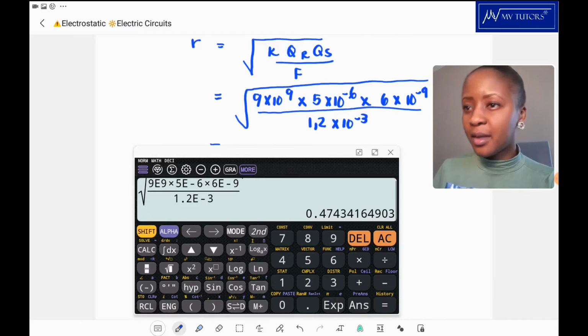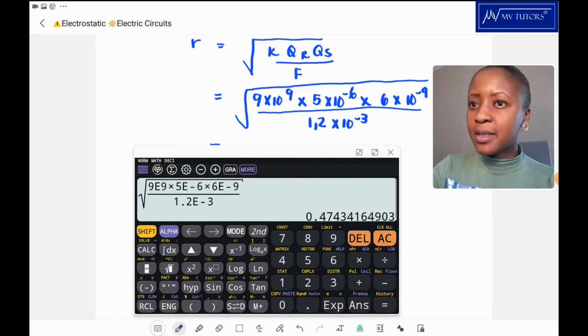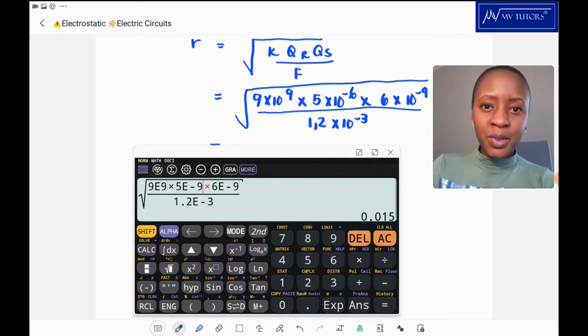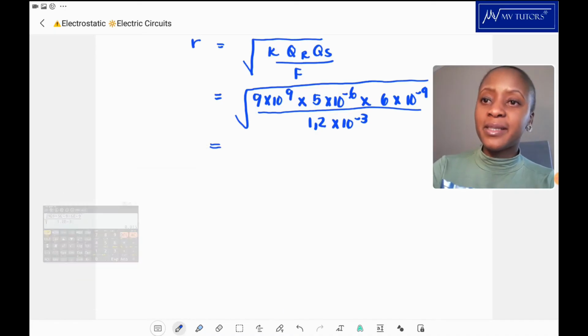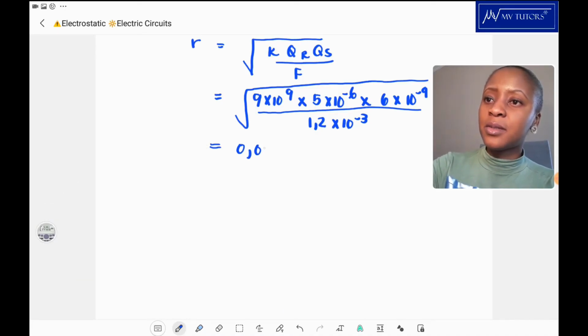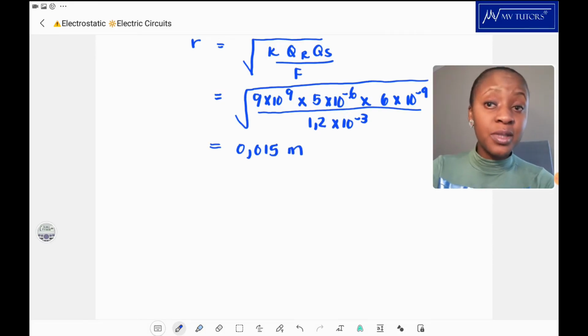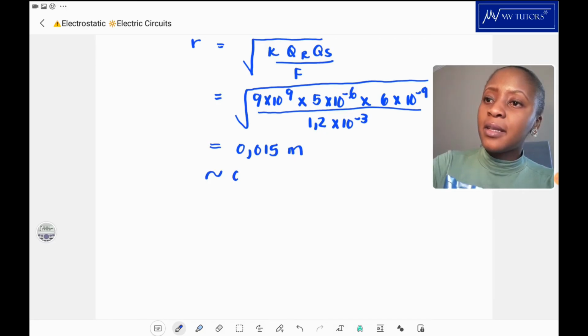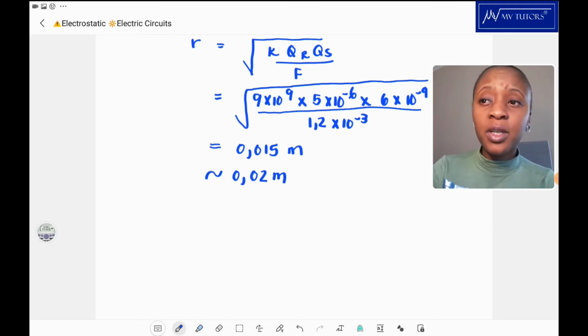Did I write this correctly? Oh, sorry, here I wrote times 10 to the power minus 6. And there we go, our answer: 0,015 meters. If they do say round off to 2 decimal places, then it will be 0,02 meters. But going forward, if you're going to use this value, please use 0,015 and not the rounded off one, or else your answer will be off.